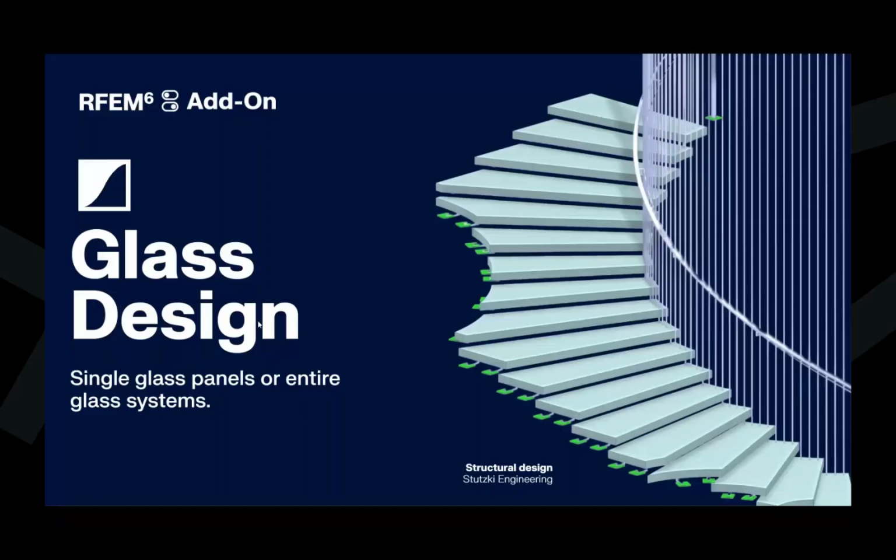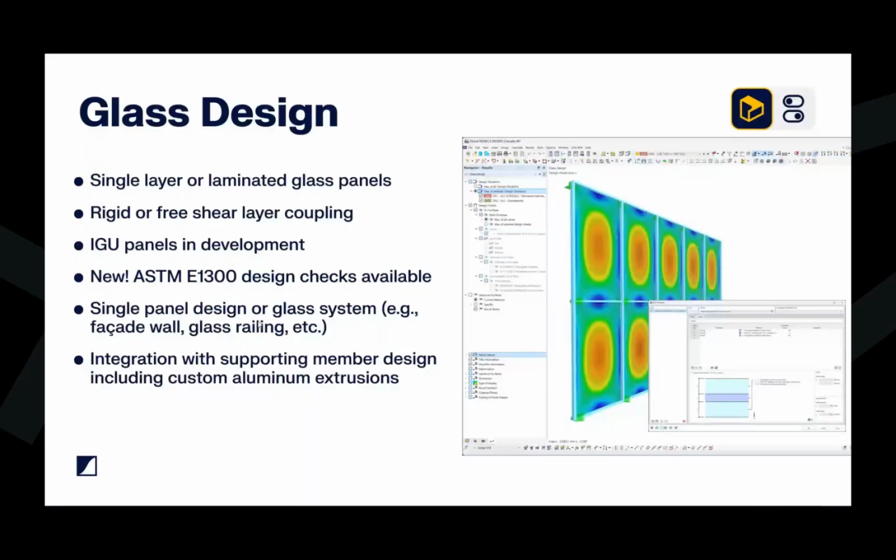The next very niche add-on is glass design. I place this after aluminum because these tend to go hand in hand, where we can use this glass design add-on to design single glass panels or entire glass systems. As you see here, there are glass stairs, again being able to model and design everything from a single panel to these larger structures.